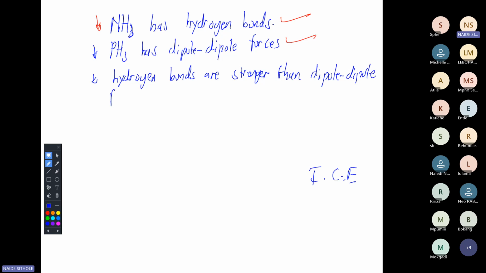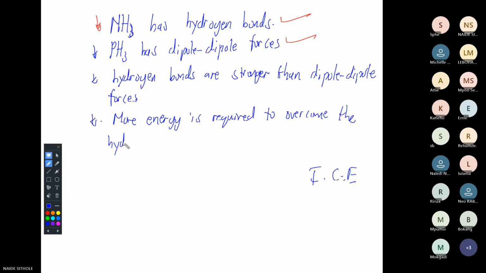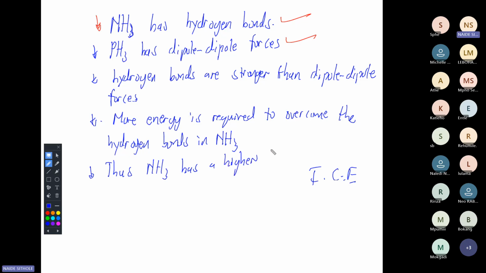So here, if you can follow the method, hydrogen bonds are stronger than dipole-dipole forces, which means more energy is required to overcome the hydrogen bonds in NH3. And then, thus, NH3 has a higher boiling point. Clean.